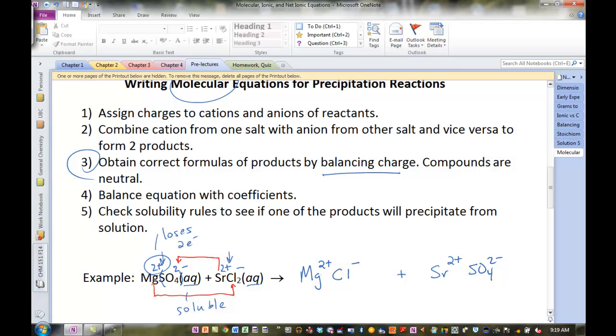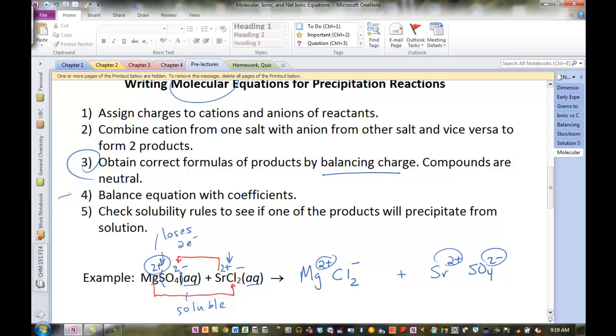And so since magnesium is 2+, I'm going to need 2 chloride ions to balance that +2 charge. 2 times -1, that's -2, to balance that +2. Strontium and sulfate are already balanced, so we're done with that one. Okay, step 3 is done: correct formulas of products before balancing. Now we balance the equation with coefficients, step 4.